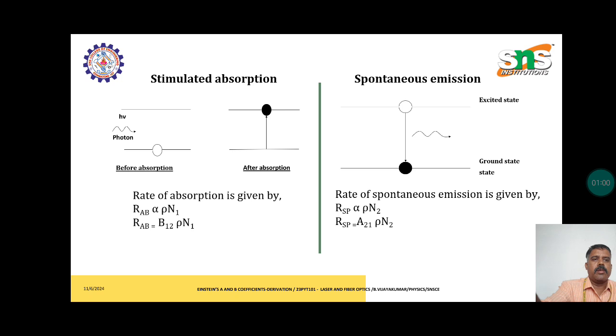Spontaneous emission: ground state, excited state. The rate of spontaneous emission is given by R_SP, directly proportional to rho n2. R_SP equal to A21 rho n2.